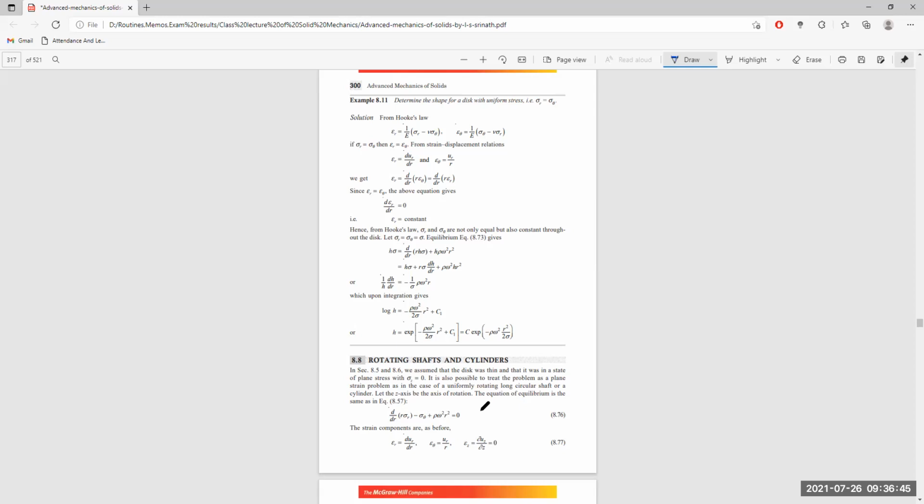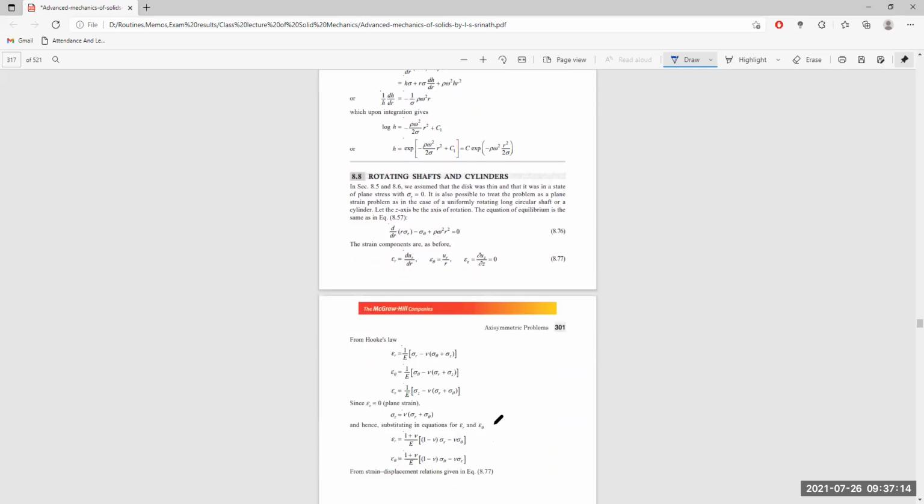The strain components are epsilon r equal to d ur by dr, epsilon theta equal to ur divided by r, and epsilon z equal to d uz by dz equal to 0, because we have assumed that uz is equal to 0 itself. So this differential must be equal to 0. In the strain components here we have only radial strain as well as circumferential strain.